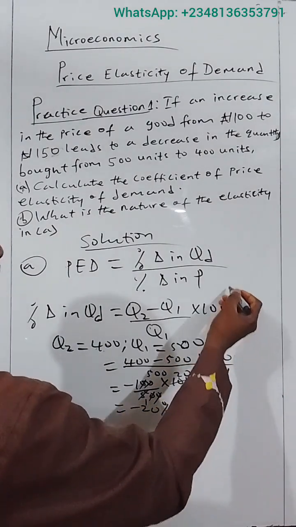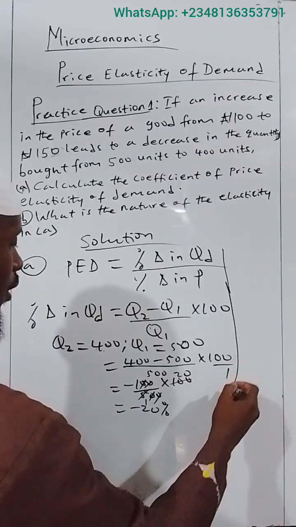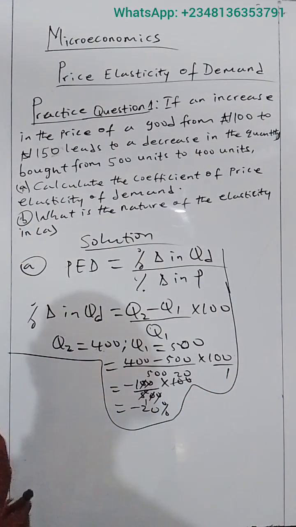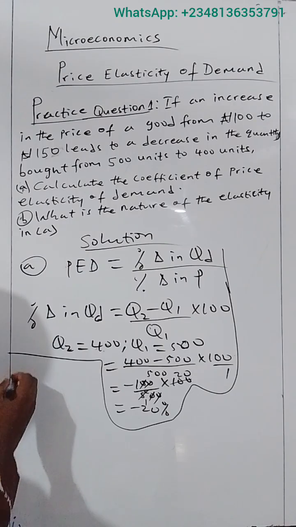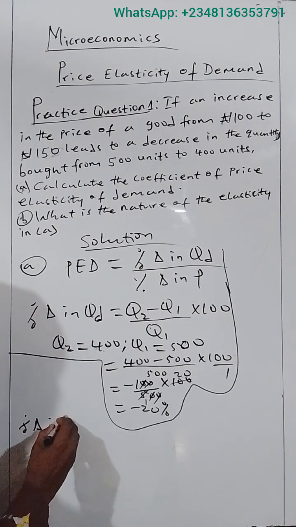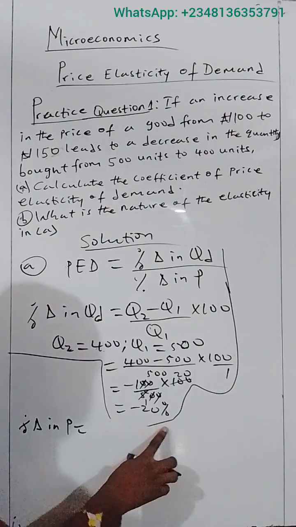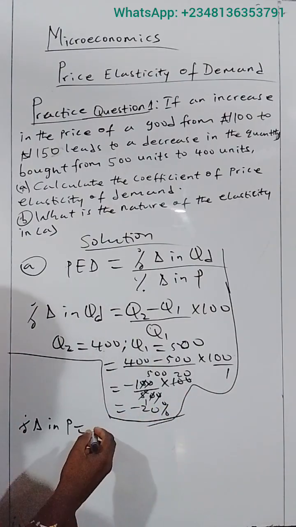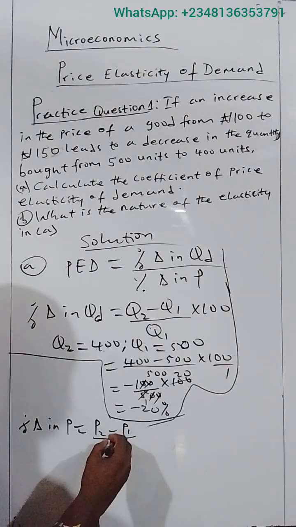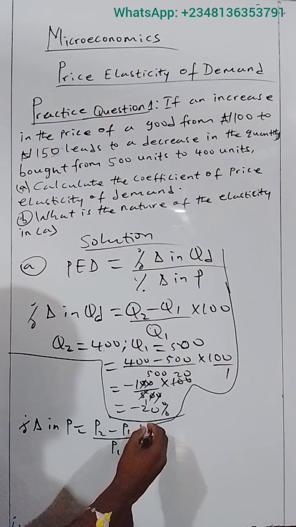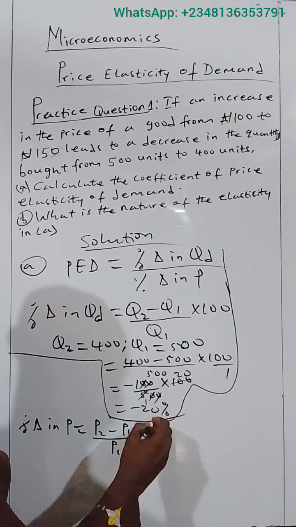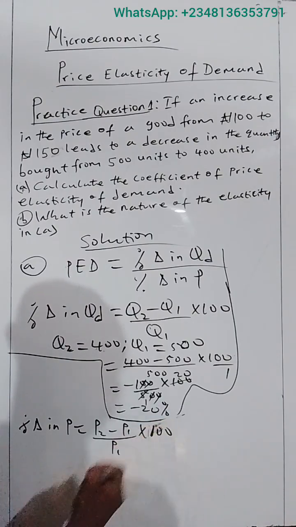Now, let's also calculate the percentage change in the price of the commodity. So let me do it here. Percentage change in price is equal to the new price, that is P2, minus P1, which is the old price, divided by the old price, multiplied by 100. Let me write that clearly.